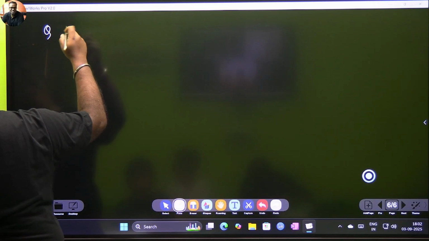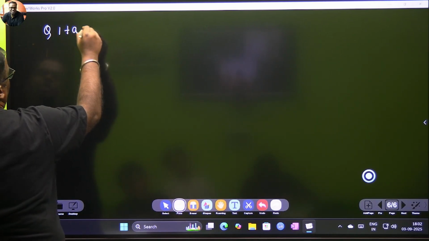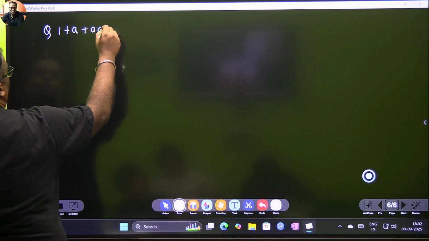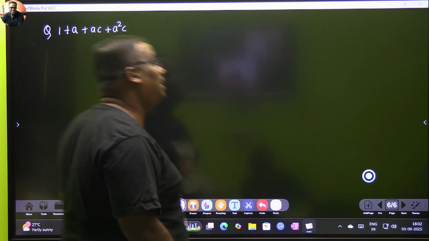The problem is 1 plus A plus AC plus A squared C. Abhigya, I will bring Fevicol and seal that book forever.